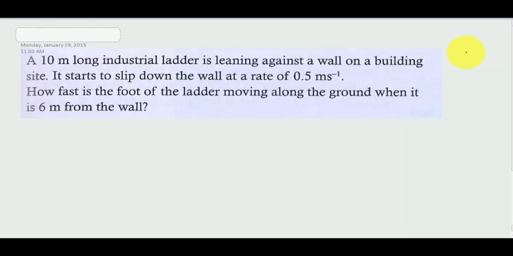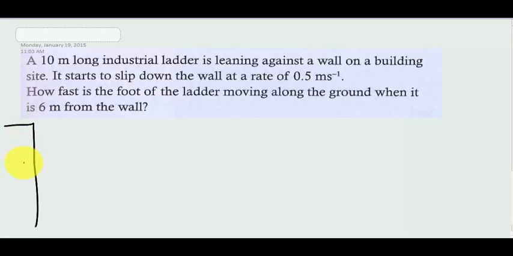So we have a ladder leaning against the building. It starts to slip down, and it's slipping down at a rate of 1/2 meters per second. How fast is the foot of the ladder, the other end of the ladder, moving along the ground at the instant in time that it's 6 meters from the wall? So let's draw a picture.